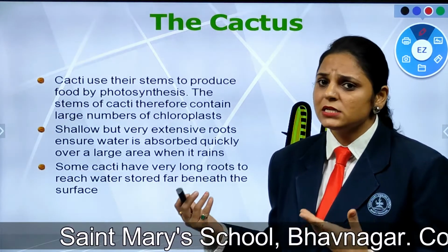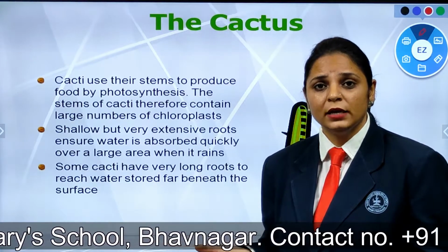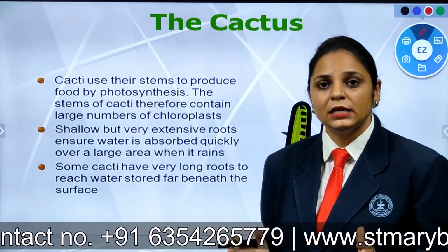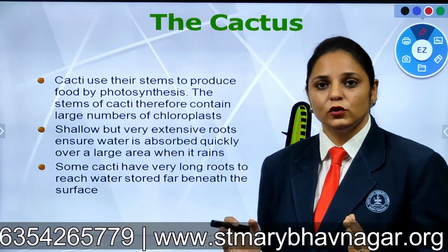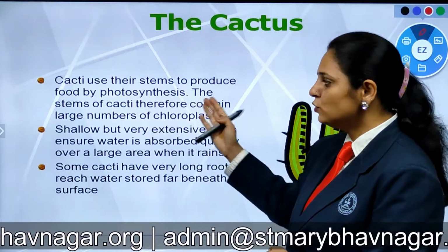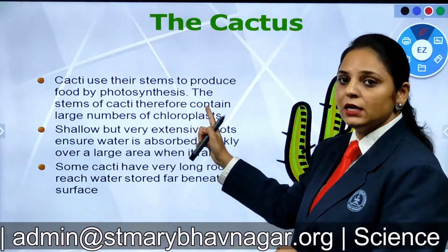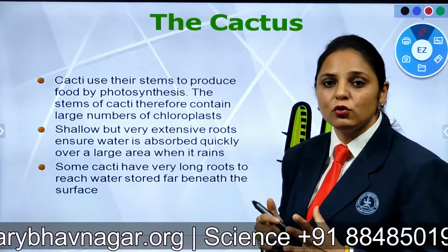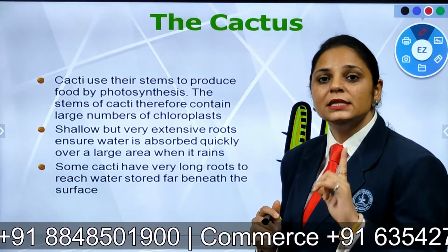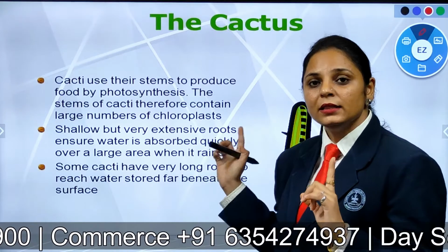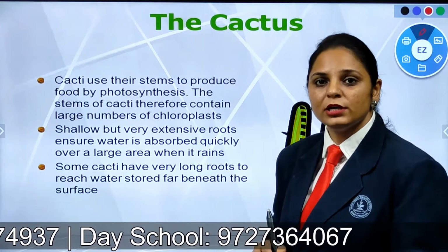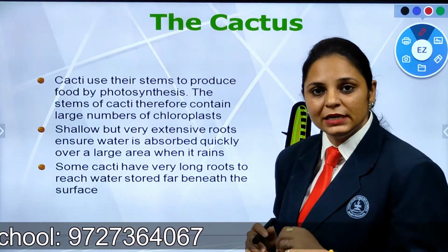You will say, ma'am, it doesn't have leaves, then how is it going to do that? It is through the stem. The stem has chlorophyll in it, the pigment that is necessary for photosynthesis. So the cactus uses its stems to produce food by photosynthesis, and the stems of cacti therefore contain a large number of chloroplasts. What is a chloroplast? It is an organelle present inside the part where photosynthesis is carried out. And in this chloroplast, what is there? Yes, the chlorophyll pigment is present.